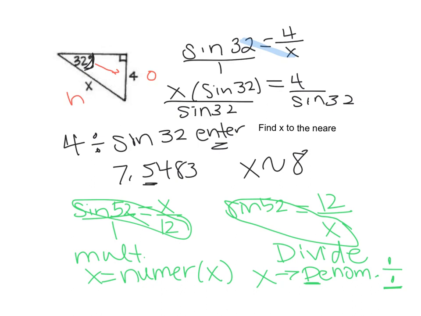So those are the different techniques you're going to use when you have to use a sine. Now you're going to use these same kind of techniques when you do cosine and tangent also. It's just you're going to change what the ratio is. Okay, I hope that helps.